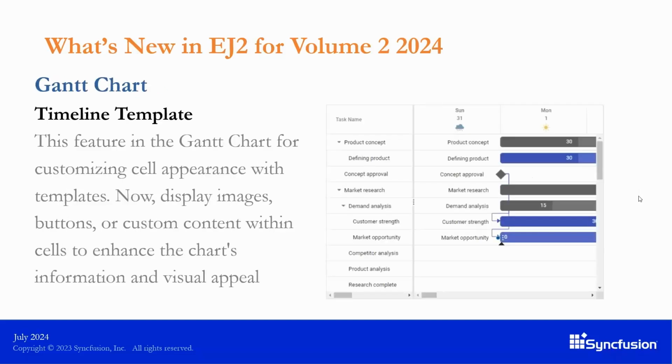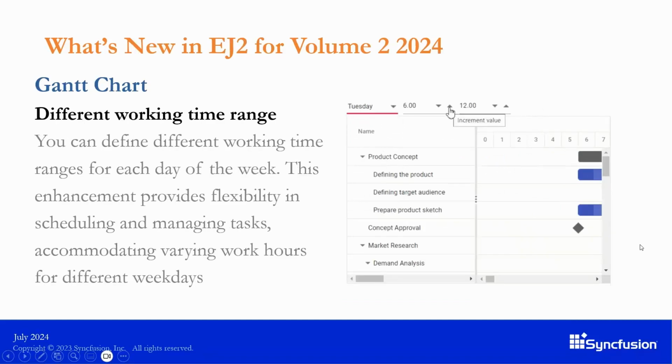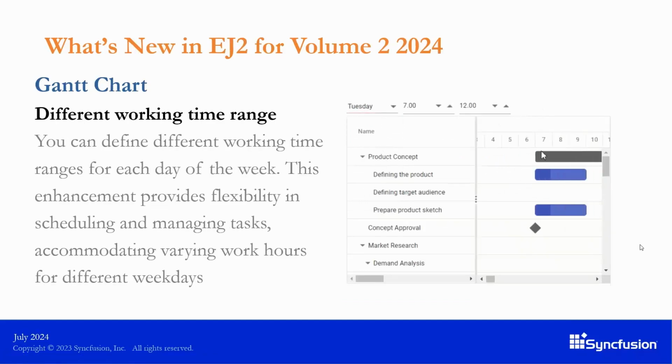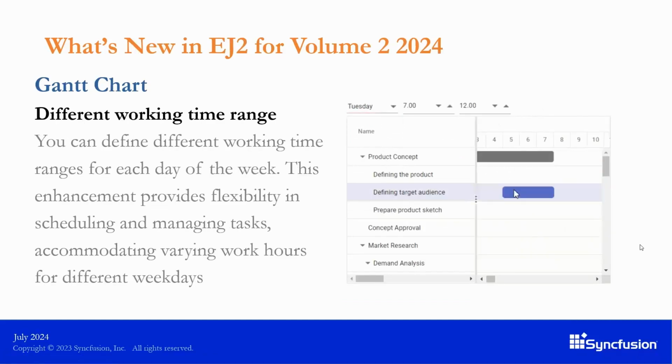For the Gantt chart, the timeline can be customized to display images, buttons, or custom content within cells. Along with this, you can also define different working time ranges for each day of the week to accommodate varying work hours.